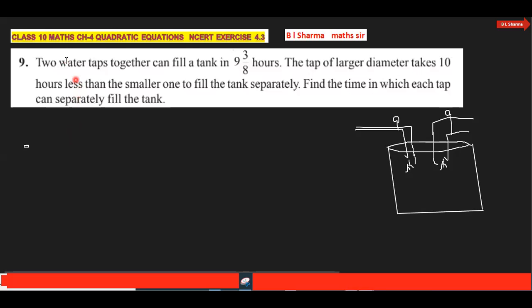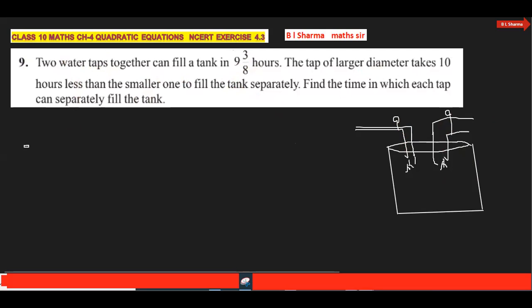Question number 9. Two water taps together can fill a tank in 9 3/8 hours. The tap of larger diameter takes 10 hours less than the smaller one to fill the tank separately. Find the time in which each tap can separately fill the tank. Look, there are two taps here, one has the smaller diameter and this one has the larger diameter.